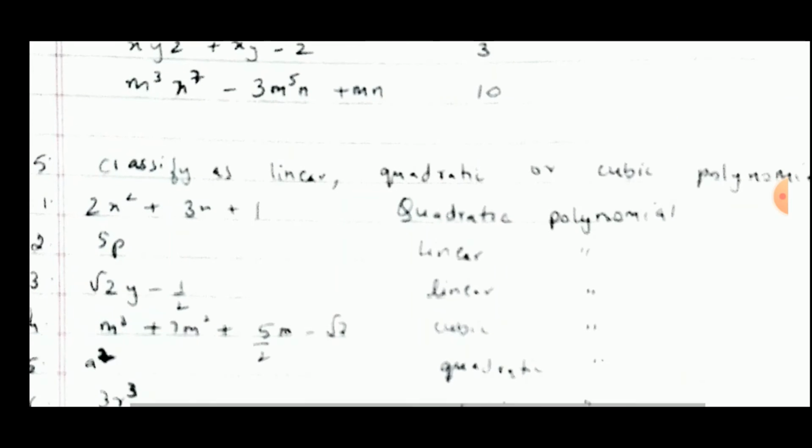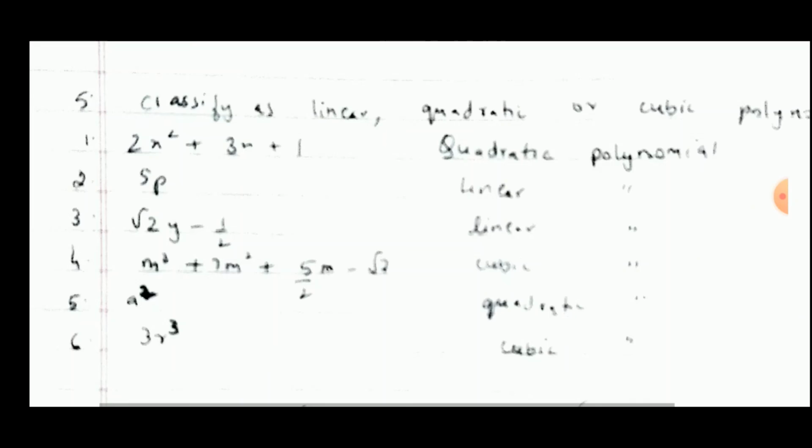Now classify them as linear, quadratic and cubic polynomials. Linear polynomial means the degree is 1, quadratic means the degree is 2 and cubic means the degree is 3. So 2x square plus 3x plus 1, the degree is 2, so it is a quadratic polynomial. 5p, the degree is 1, so it is a linear polynomial. Then root 2y minus half, it's a linear polynomial. M cube plus 7m square plus 5 by 2m minus root 7, degree is 3, so it's a cubic polynomial.